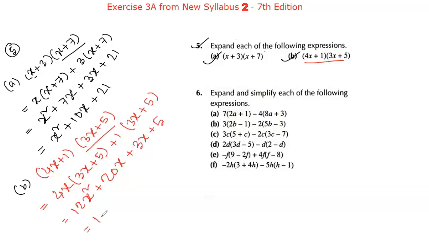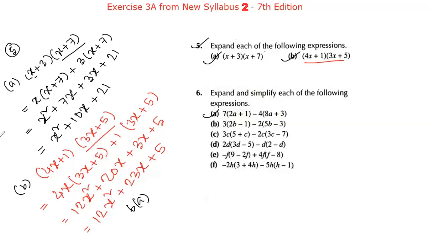So what will be the final answer? The final answer will be 12x squared plus 20x plus 3x, that is 23x, plus 5. Okay, and this is the solution of question number 5. Now question number 6A. Similar question, 6A.